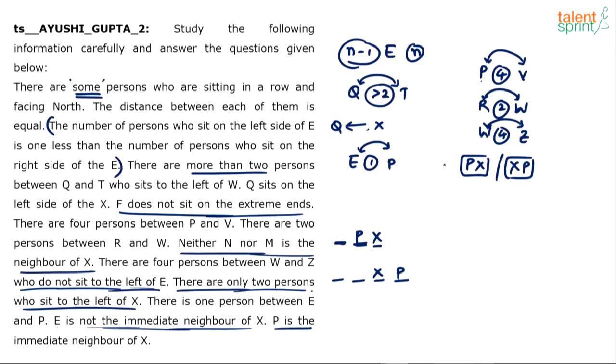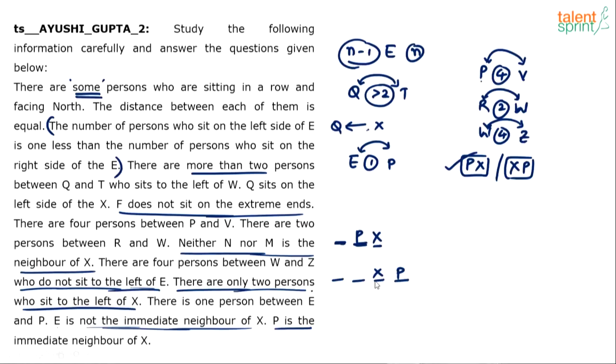So this point has been arranged now. All these pictorial representations now have to be fixed here in both the cases, and we will figure out which one is right and which one is wrong. So the first part is done. P should be an immediate neighbor of X. We have considered 2 cases: P on the left of X and P on the right of X.